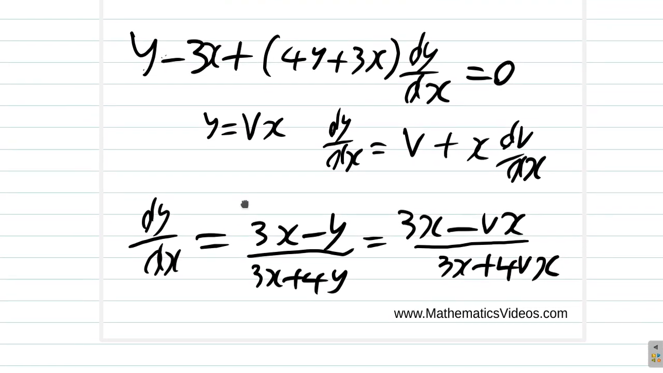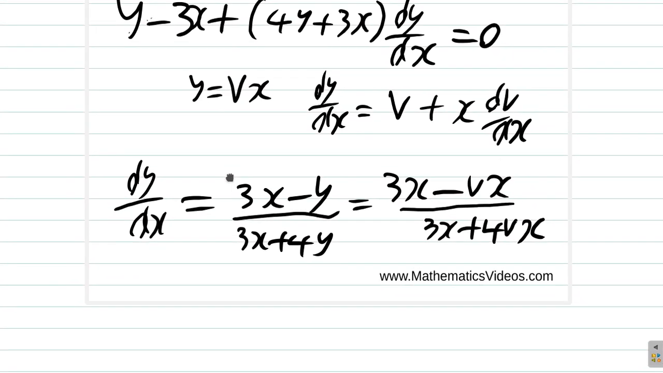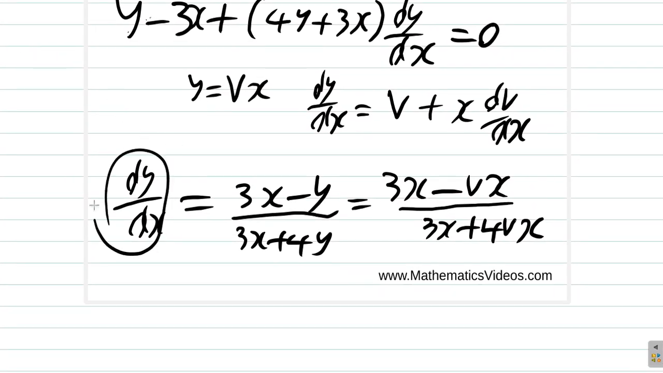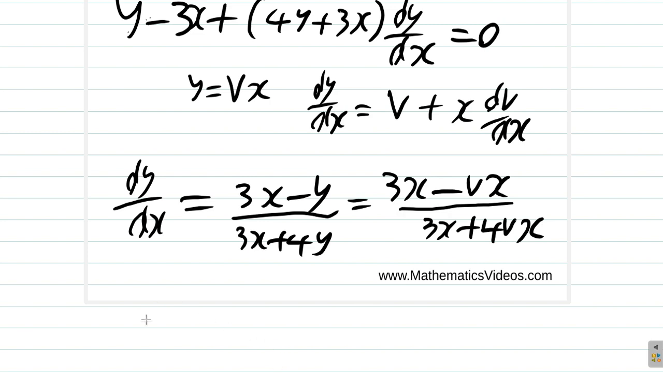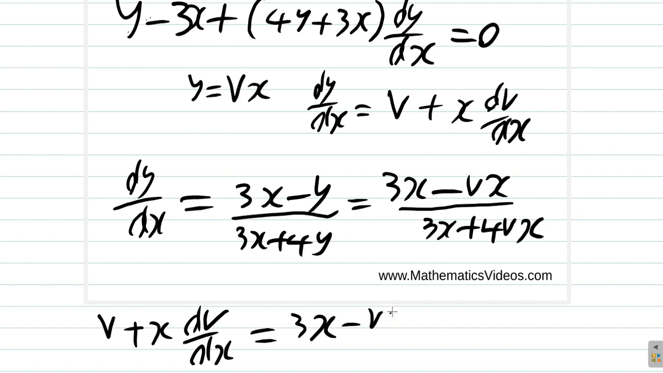Now, we have our 2 dy by dx's, right? So they must be equal to the functions here. So they are equal to those functions. So these functions must be equal to each other. So v plus x dv by dx is equal to 3x minus vx over 3x plus 4vx.